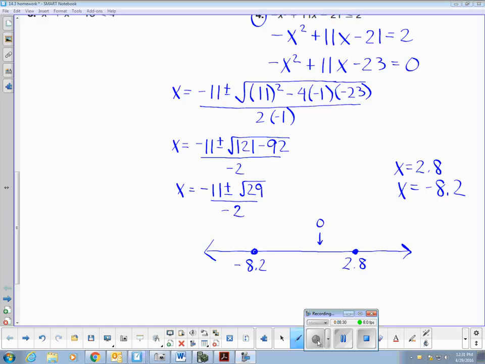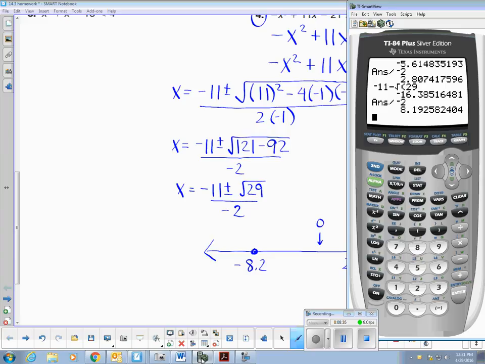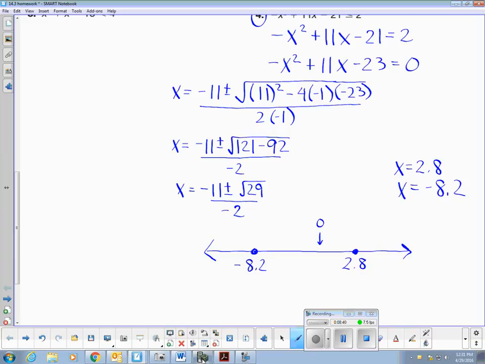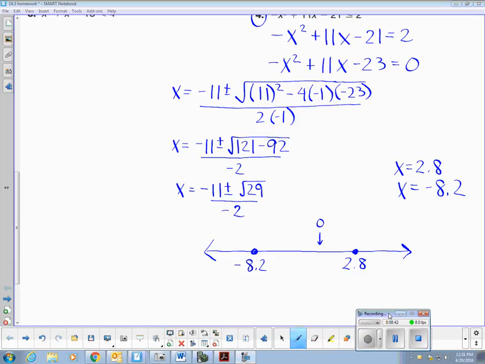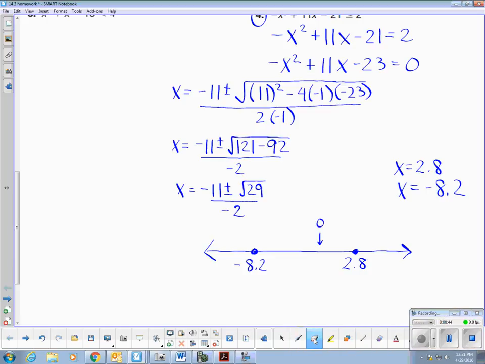And what I noticed is when I transferred my answer from my graphing calculator, which was positive 8.2, I made a mistake and put a negative 8.2. So we need to go back and make a slight adjustment.